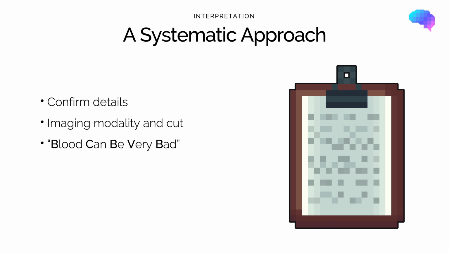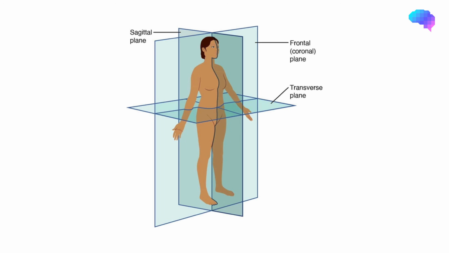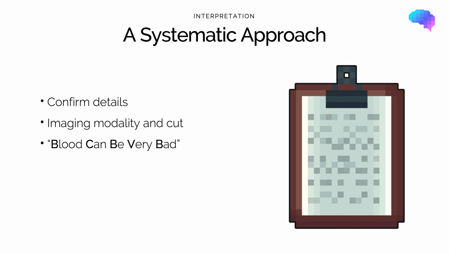So we're going to start off by confirming the details of the scan, so the patient name, date of birth, and when the scan was performed. We'll then comment on the imaging modality, which in this case will be a plain CT head scan, and the cut of the scan. So if we think about the anatomical planes of the body, this is either going to be an axial, a coronal, or a sagittal cut. We're then going to follow the "blood can be very bad" mnemonic to work through the scan systematically. And that stands for blood, cisterns, brain, ventricles, and bone.